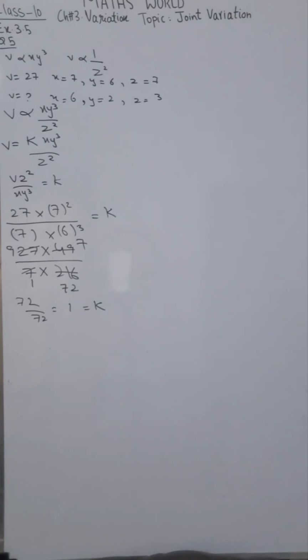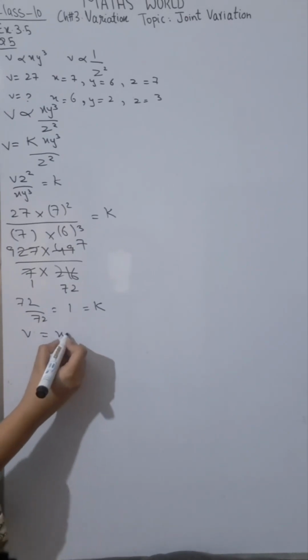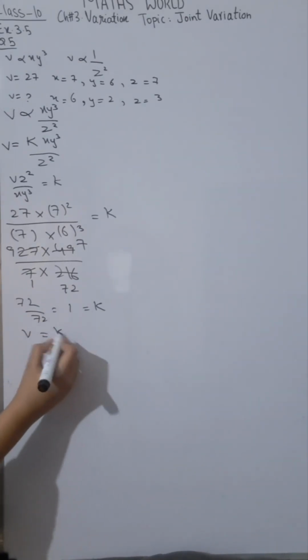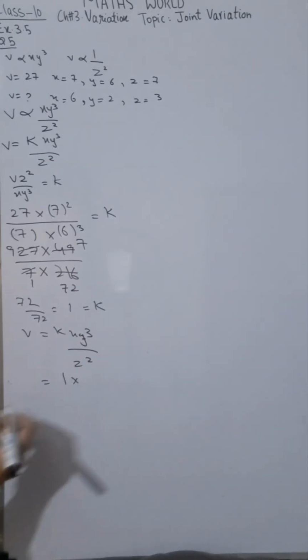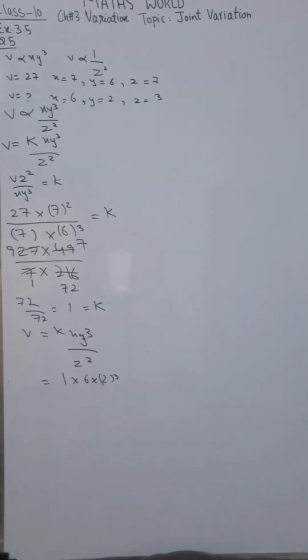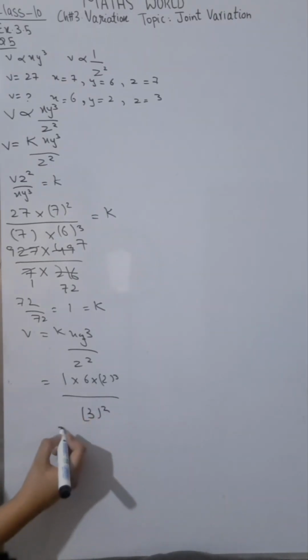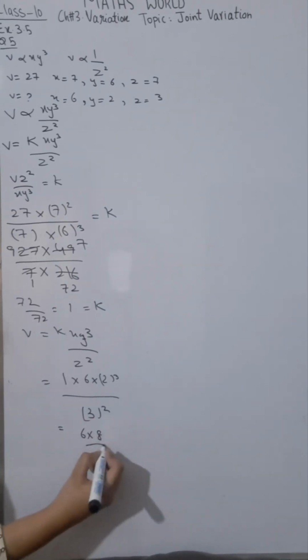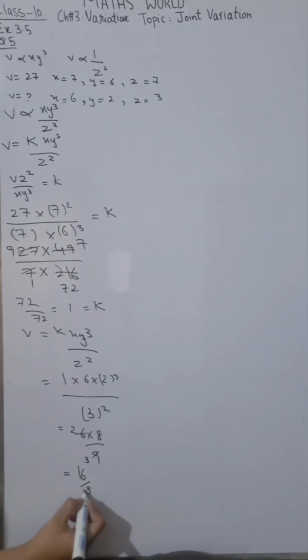So now putting the value, find the value of v. v is equal to k x y cube divided by z square. So k is 1, x is 6 and y is 2 cube, divided by z square. z is 3, so 3 square. So you'll write 6 into 8, and 9. So 3 twos are 6 and 3 threes are 9, 16 by 3. This is the value of v.